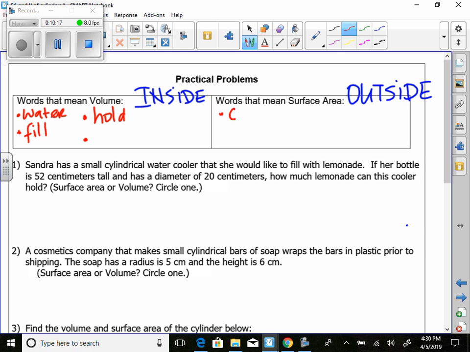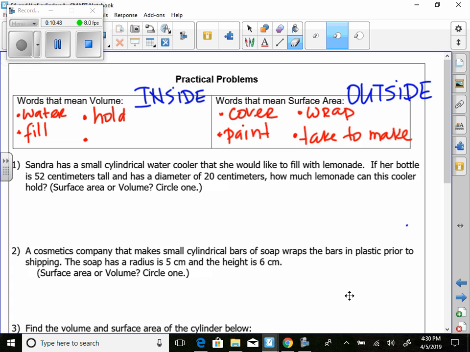So words like cover, paint, wrap, or how much does it take to make? So how much aluminum does it take to make a can? All right, so the can is not going to be solid inside. It's going to have space inside, right? So the material is going to go outside of the can that we're talking about. So that would all be indicators of surface area.